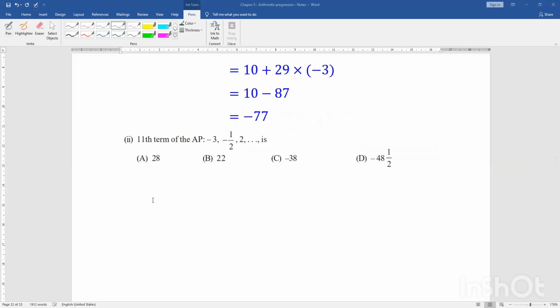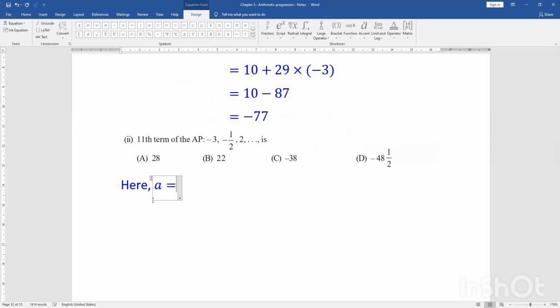Now I take the next question. Here, we need to find the 11th term of an AP: minus 3, minus 1 by 2, 2, and so on. So what is given? A equals minus 3, that is the first term. Then D equals the second term minus first term, that is minus 1 by 2 minus of minus 3.